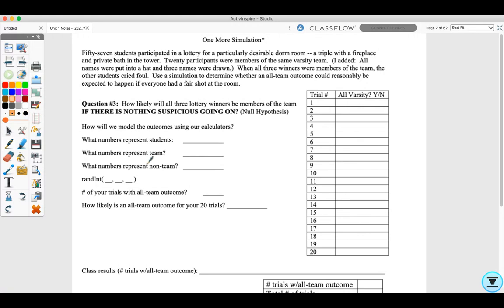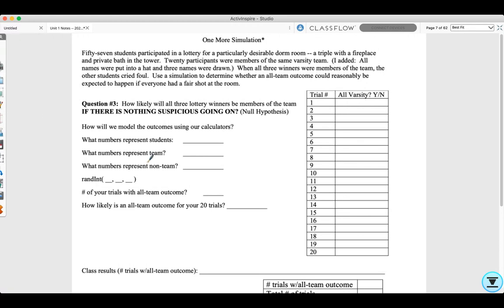57 students participated in a lottery for a particularly desirable dorm room, a triple with a fireplace and a private bath in the tower. 20 participants were members of the same varsity team. All names were put into the hat and 3 names were drawn. When all 3 winners were members of the team, the other students cried foul.